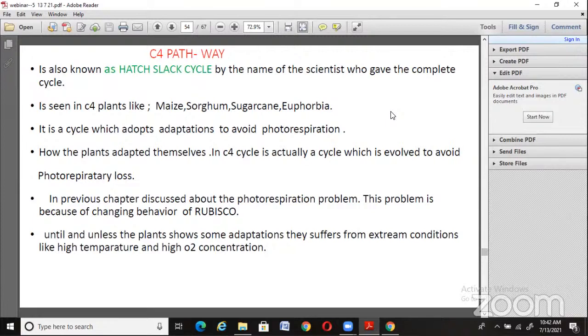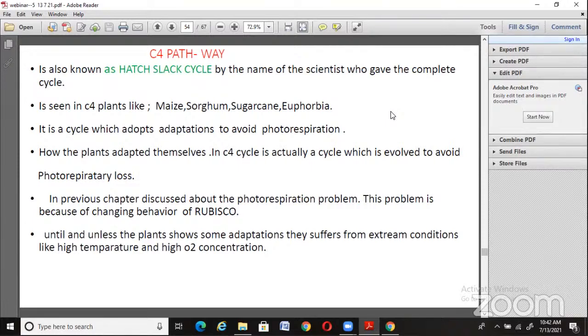Yesterday in our class, we discussed about photorespiration, which is a problem for the plants to face. And to avoid that photorespiration, plants show some adaptations. One of those adaptations is the C4 pathway. This pathway was discovered by the scientists Hatch and Slack, and by the name of those scientists, this cycle was called the C4 pathway or Hatch-Slack cycle.